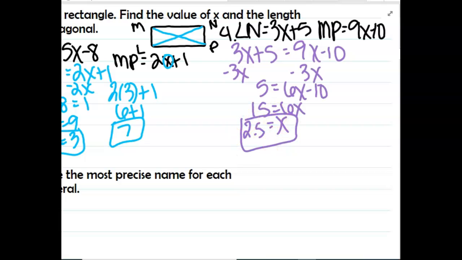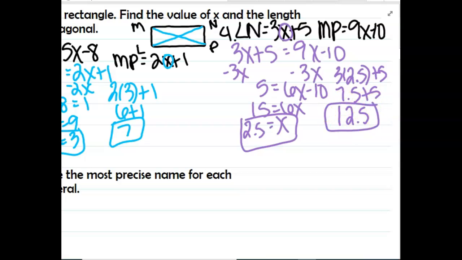You get there. And then to find the length of the diagonal, just pick one of these. It doesn't matter which one. LN maybe has a little bit smaller numbers, so that might be the one I go for. So we're going to do 3 times 2.5 plus 5. 3 times 2.5 is 7.5 plus 5, which is 12.5. Okay, questions on that one?